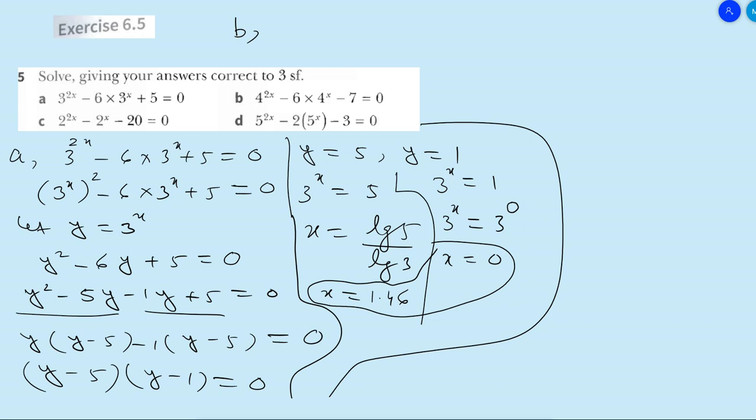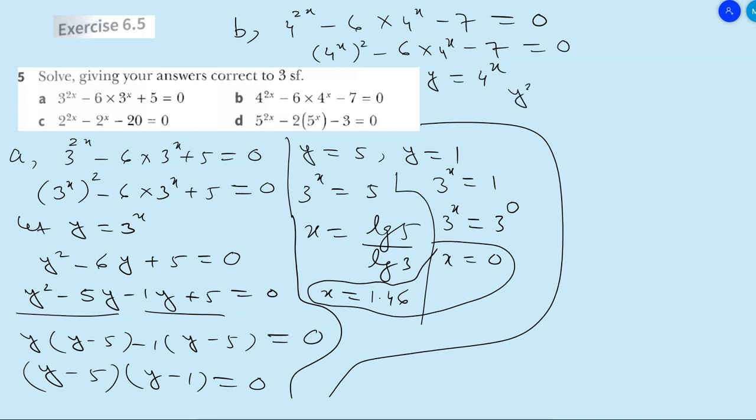What is part B? You can see on the screen, 4 power 2x minus 6 into 4 power x minus 7 is equal to 0. Again, this is (4 power x) power 2 minus 6 into 4 power x minus 7 is equal to 0. Taking 4 power x as y, let y is equal to 4 power x, then this will become y square minus 6y minus 7 is equal to 0.